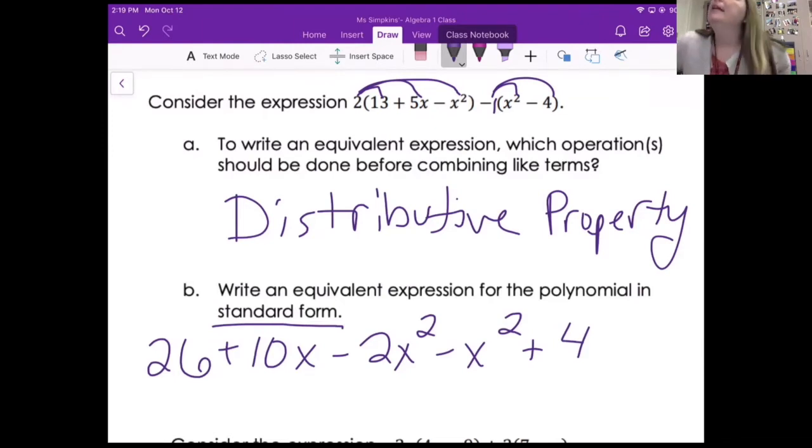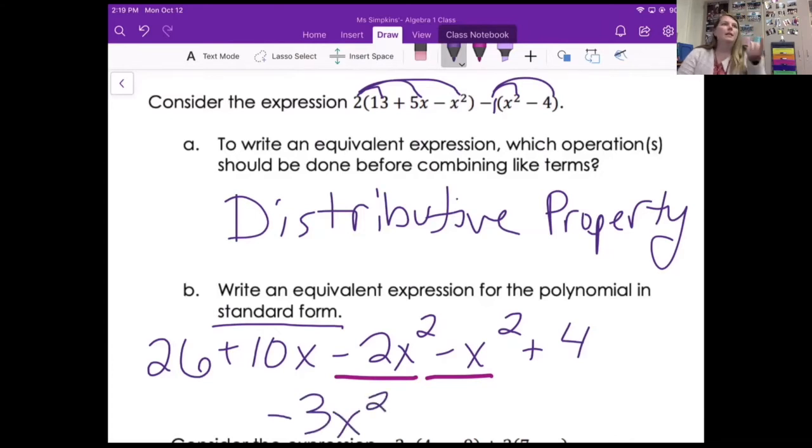So if we're looking here, what is the highest exponent? Kingsley? 2, yeah. And how many terms do we have with an exponent of 2? 2 terms. I have minus 2x squared and a minus x squared. So I can combine those because they're like terms to get -3x squared because I have -2 minus 1.